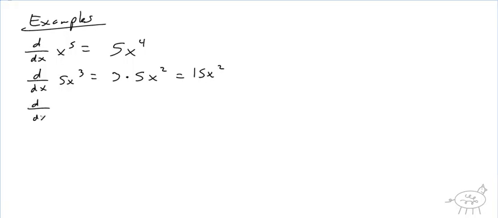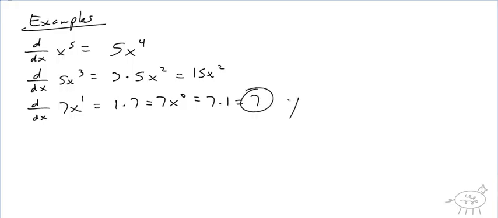Okay, d by dx of 7x. Well, it's the same thing. It's 7x to the 1. So the 1 goes in front, so it's 1 times 7, which is 7, right? 7x to the 0. Well, what's anything to 0? 1. So it's 7 times 1, which is 7. Well, you already knew that, because remember, that was similar to an example, y equals 7x. Well, what's the derivative of that? What's the slope of the tangent? Oh, it's 7. There we go. It's 7.